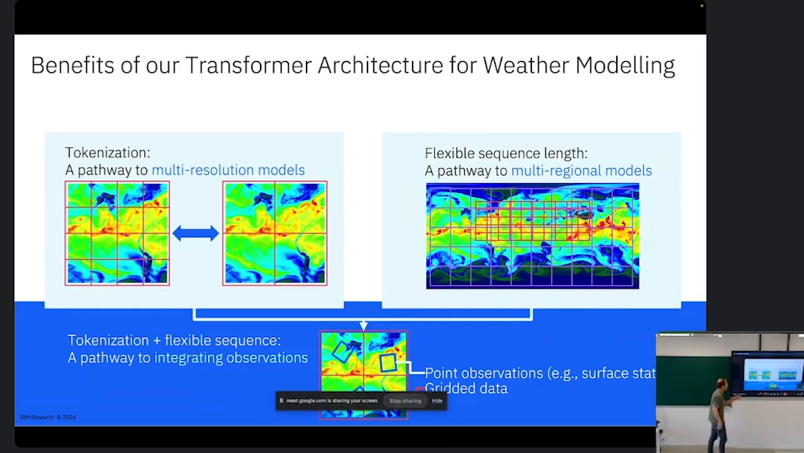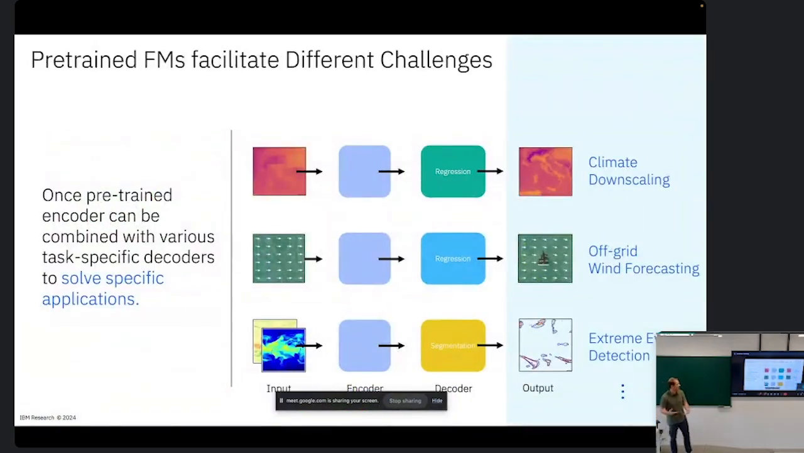If you have a wind farm or a solar farm, where solar radiation would play a role, then you want to have specific point locations being evaluated. That's the flexibility you have with the tokenization and the transformer architecture, which allowed us to demonstrate the initial downstream tasks.